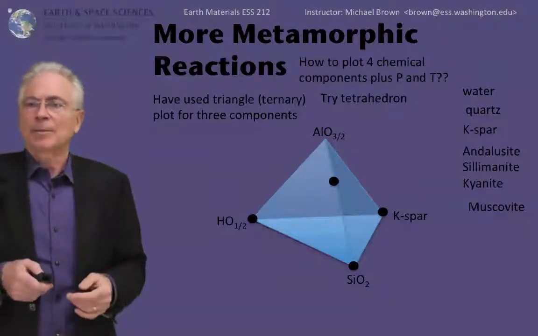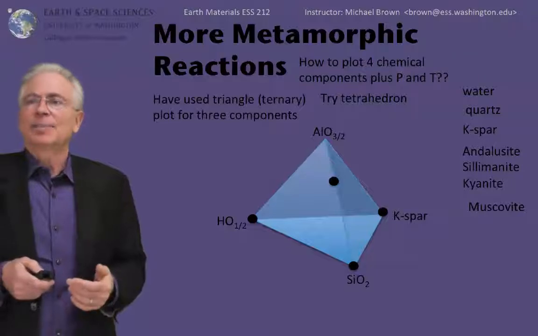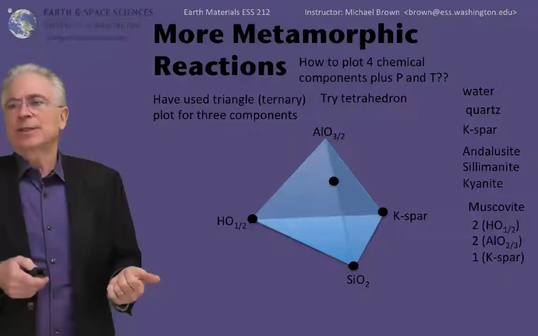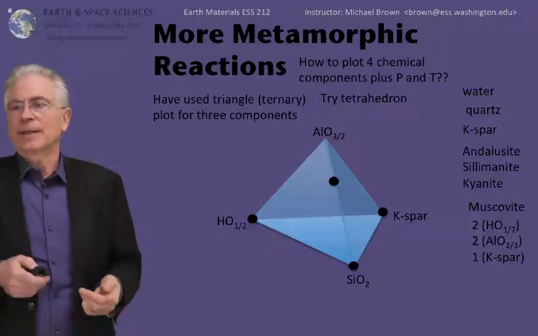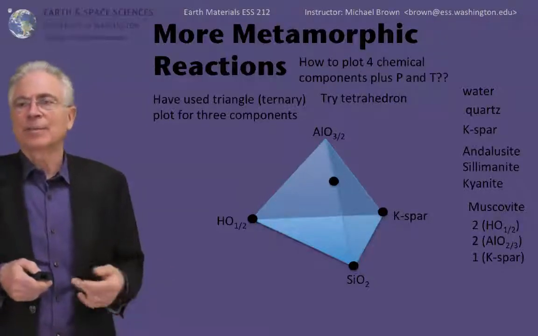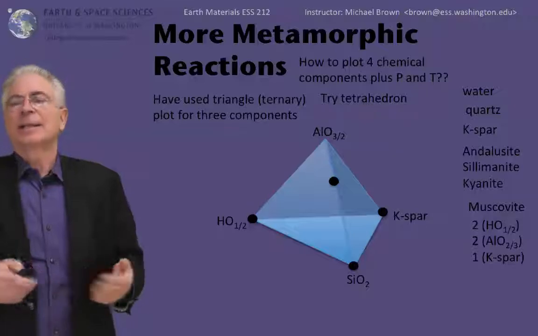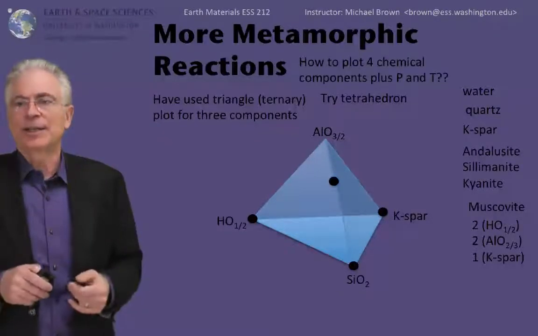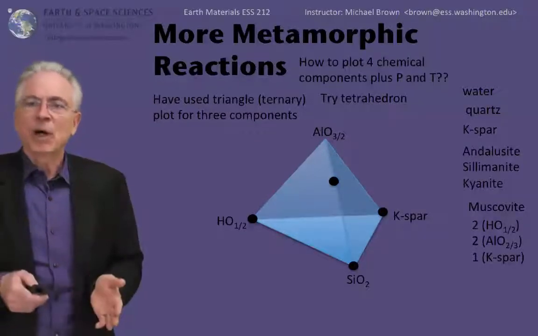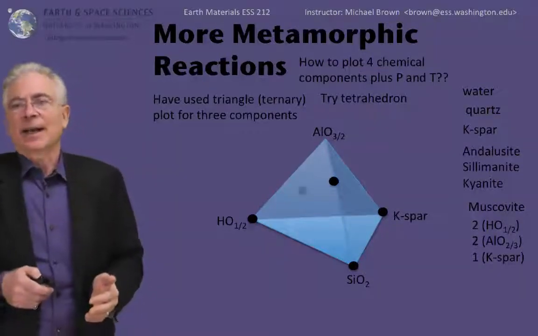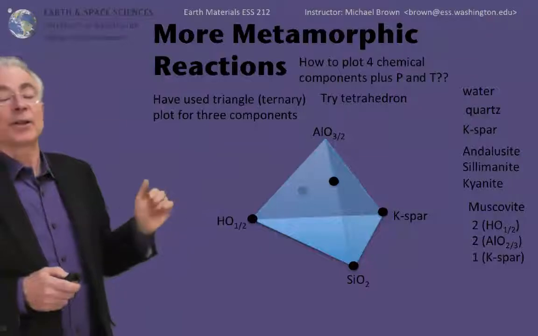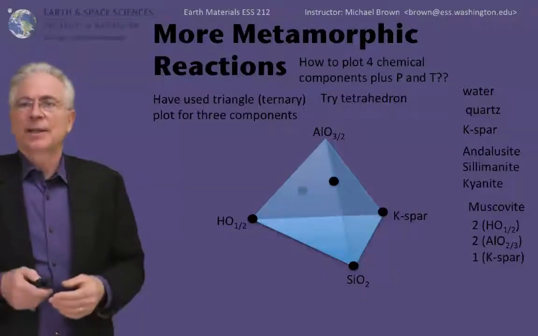Muscovite, that's a problem child. Let's see, it's made up of 2 units of water, 2 units of alumina, and 1 unit of potassium feldspar. It doesn't have any units of pure silica in it. Thus, it plots on the back face of this tetrahedron. And I show it, it's behind the front, on the back surface, and there it is.